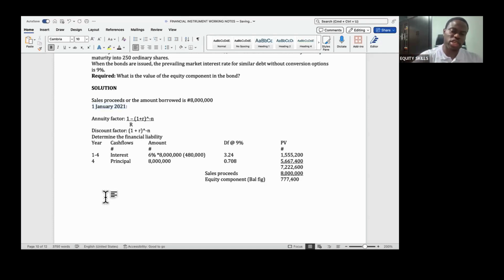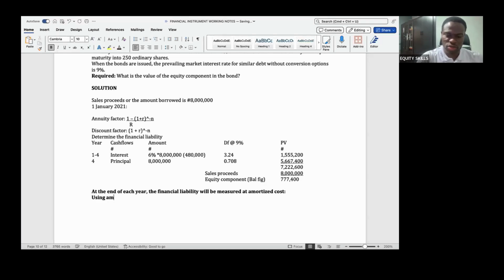You see, at the end of each year, this equity component will not change. It will remain the same. But at the end of each year, the financial liability will change because we use amortized cost. We need to pay interest on it and all of that. So at the end of each year, the financial liability will be measured at amortized cost, normally, like the way we do. So you can use an amortization schedule to determine the value at the end of every year.